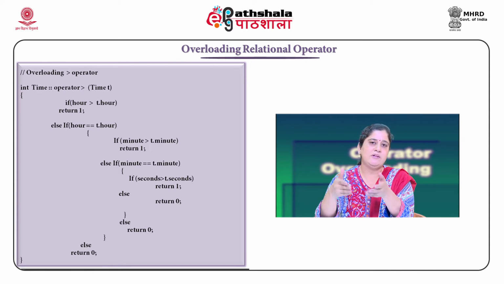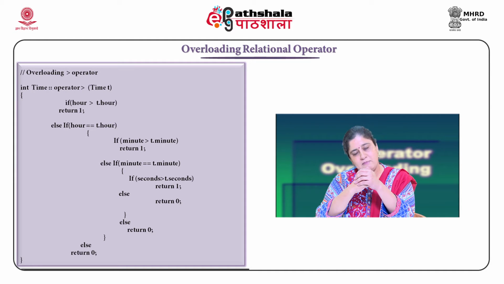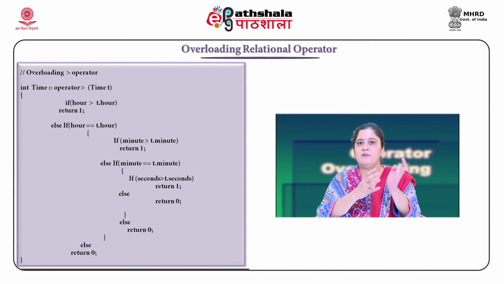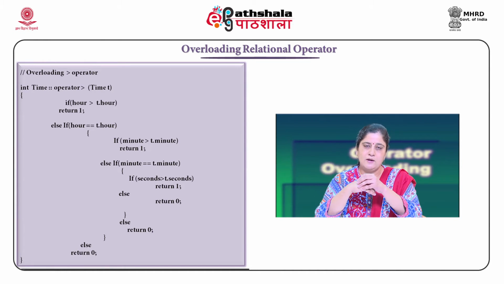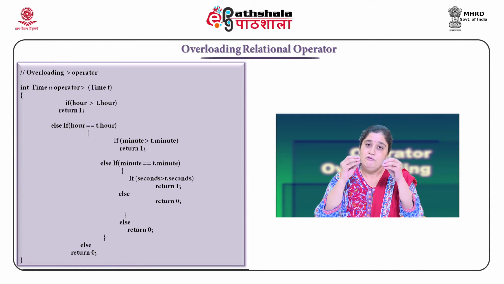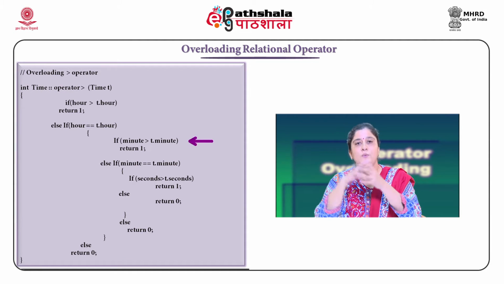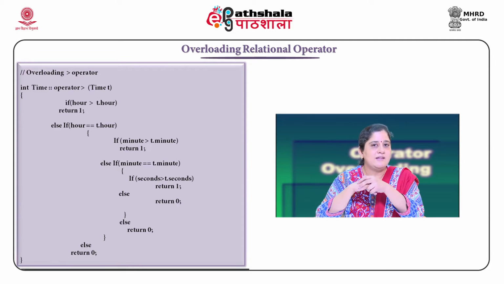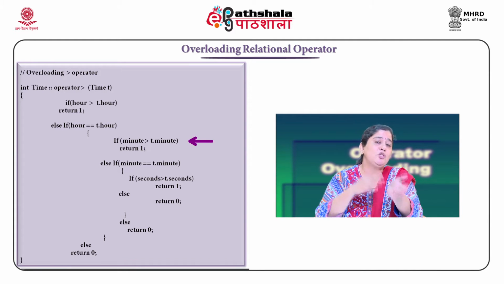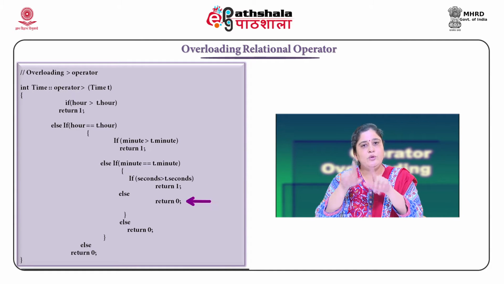This overloaded function, as we have discussed before, is implemented as a member function. Therefore, the first object that we are trying to compare will be the invoking object, hence passed implicitly, and the second object will be passed as an argument. This function will compare the first object with the second object. Now, let us say we have two time objects, T1 and T2. Once we add this function to our time class, we will be able to write a statement like if T1 greater than T2. In this case, T1 will invoke the overloaded function and T2 will be passed as an argument. If T1 happens to be greater than T2, it will return 1, and if it is not greater than T2, it will return 0.